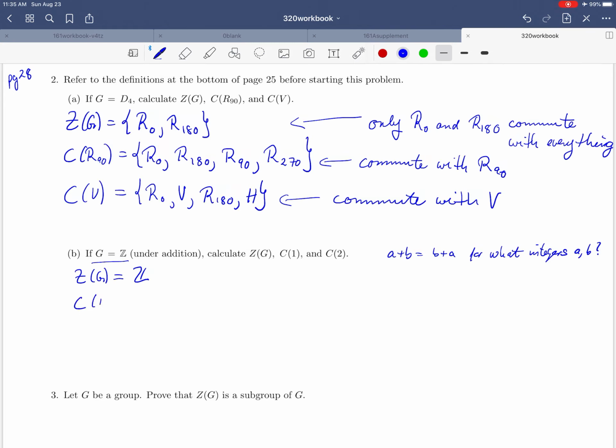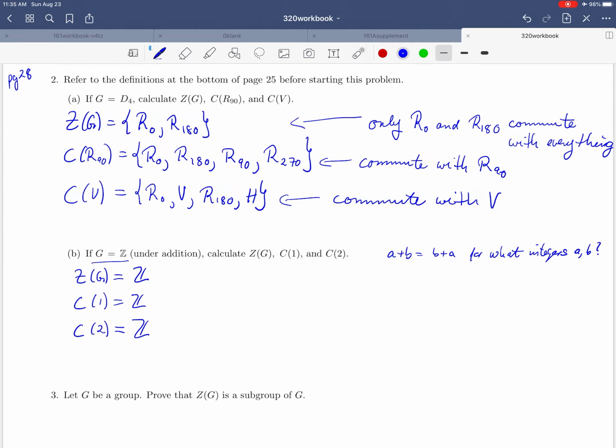What about the centralizer of an element? So now I'm just taking 1 and I want to know what are all the elements that commute with 1. 2, 3, 4, minus 1, minus 2, minus 3. That's also all of Z. And what about the centralizer of 2? What are all the integers that commute with 2? That is also all of Z.